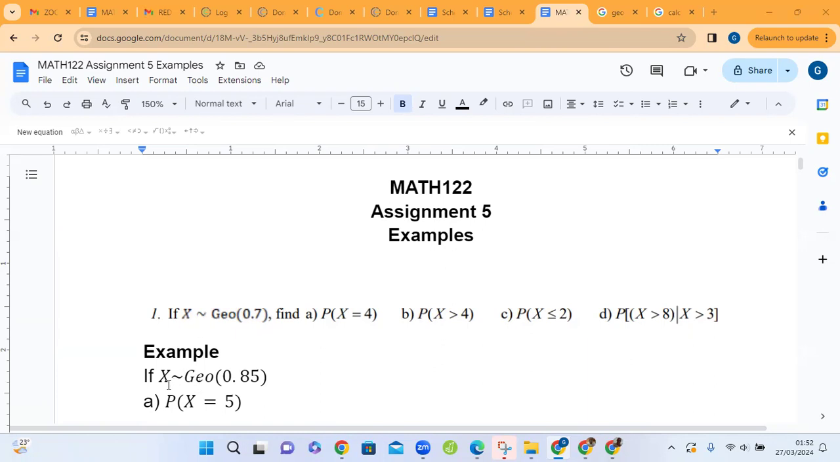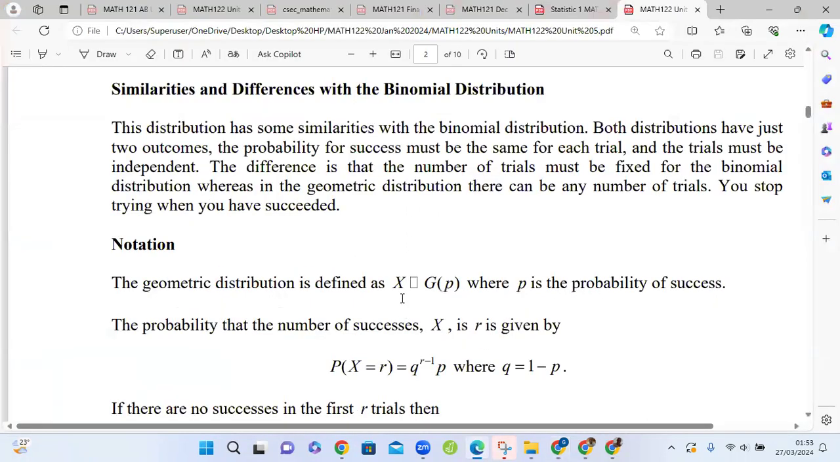Here we are analyzing a random variable x that approximates the geometric distribution with a probability of success of 0.85. And we are calculating the probability of succeeding on the 5th trial. The formula we are going to use is taken from unit 5, and here it is. P of x equal r is equal to q raised to the r minus 1 times p. Q is equal to 1 minus p.